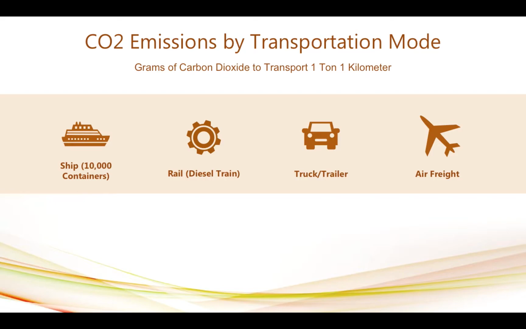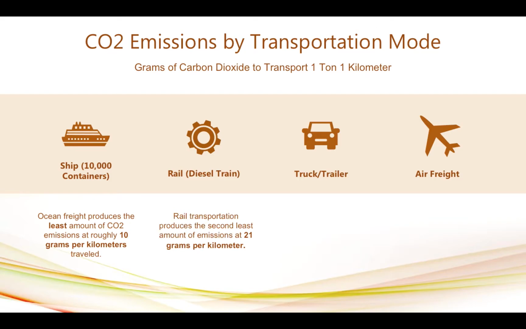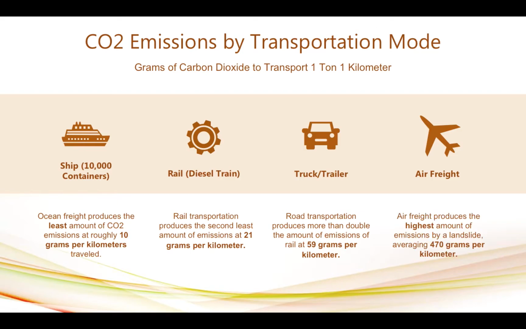CO2 emissions by transportation mode. Ocean freight produces the least amount of CO2 emissions at roughly 10 grams per kilometer traveled. Rail transportation produces the second least amount of emissions at 21 grams per kilometer. Road transportation produces more than double the amount of emissions of rail at 59 grams per kilometer. And finally, air freight produces the highest amount of emissions by a landslide, averaging 470 grams per kilometer.